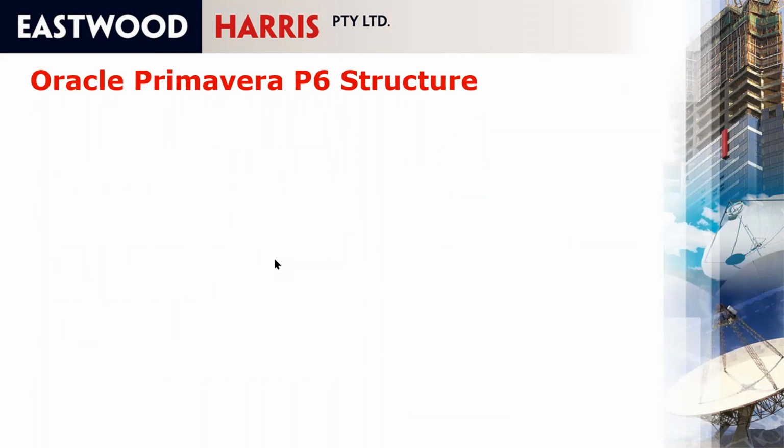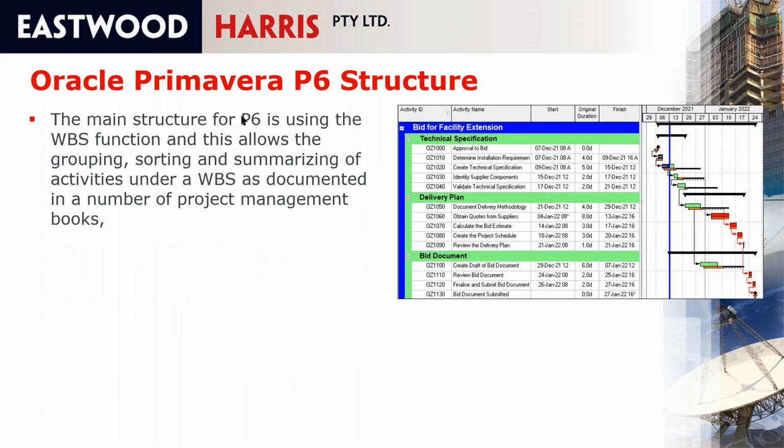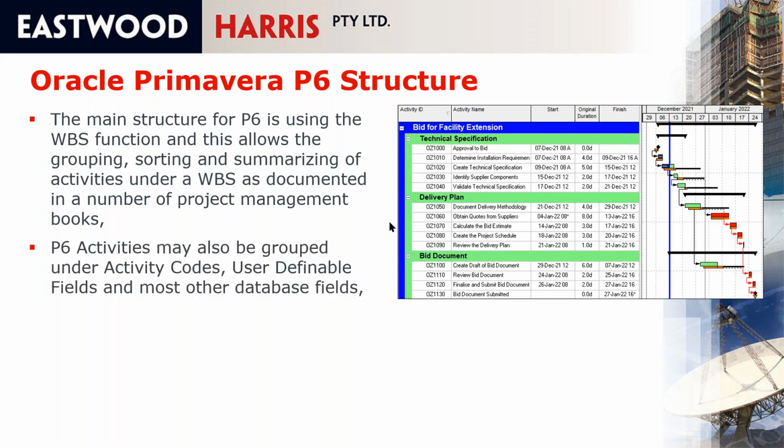Let's have a look at the Oracle Primavera P6 structure. So the main structure for Oracle Primavera P6 in terms of your project structure is to use a work breakdown structure. So you create a work breakdown structure, and so that's the project node, and we've got 3 WBS nodes here. And so in P6, you go and create a work breakdown structure and then assign activities to it.